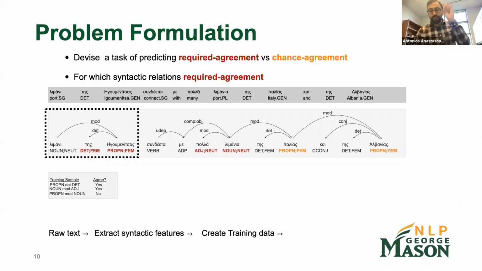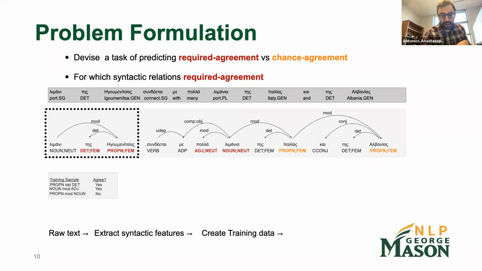Now for each of those links, we're going to look at the part of speech tags, focusing on a specific grammatical feature. We're going to have a label that tells us whether the two words across this link agree. For example, here, in that box, there's a determiner link between the determiner and a proper noun, the second and the third word. So we're going to create a training instance with a proper noun linked to a determiner word, and these two agree in terms of their gender. So the label will be yes, they agree.